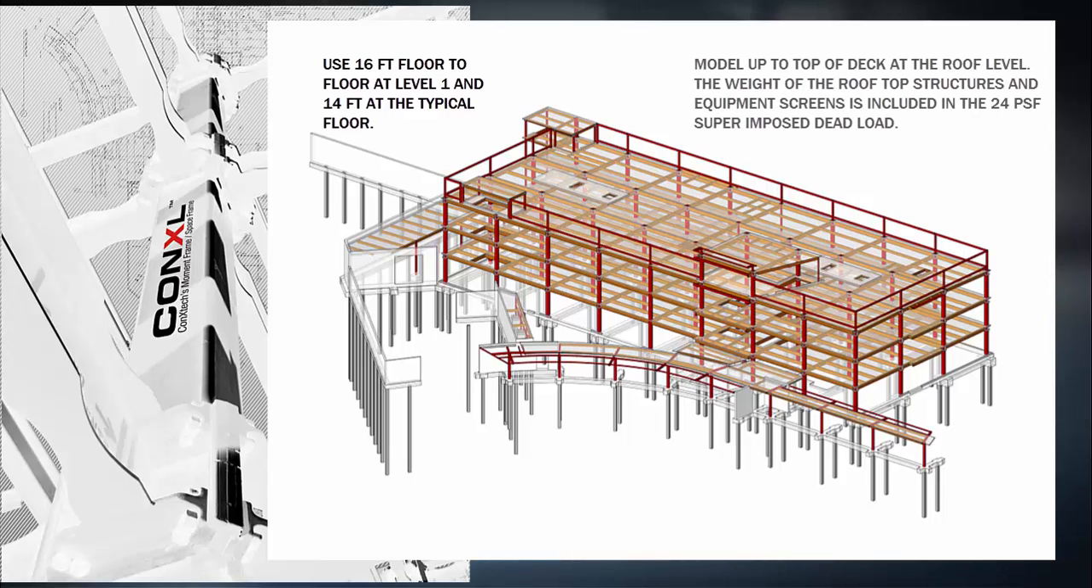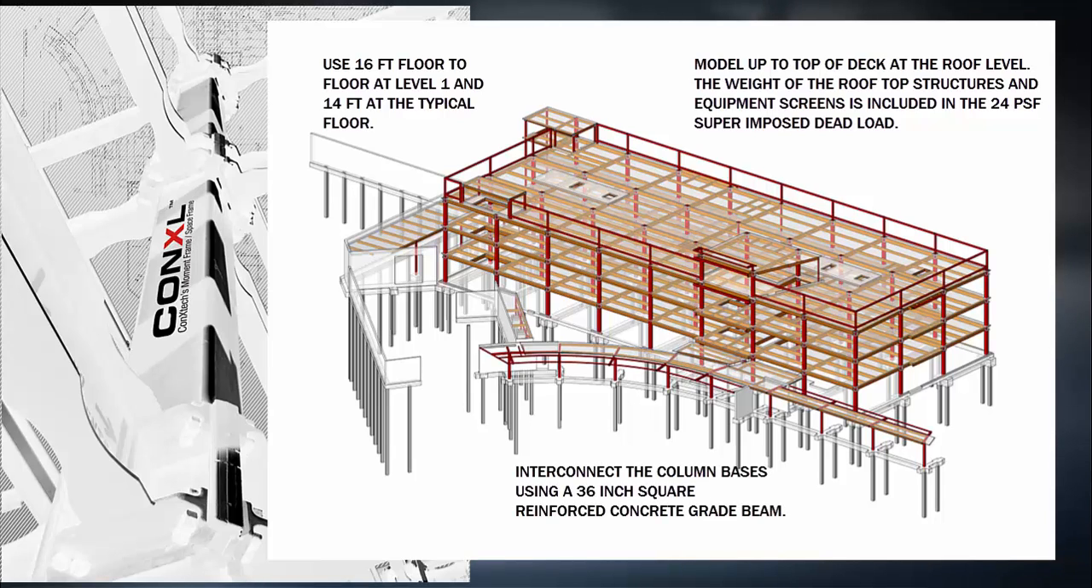We are going to model up to the top of the deck at the roof level with the weight of the rooftop structures and equipment screens included in the 24 pounds per square foot superimposed dead load. We will also interconnect the column bases using 36-inch square reinforced concrete grade beams.